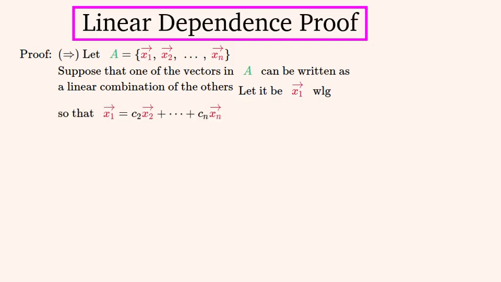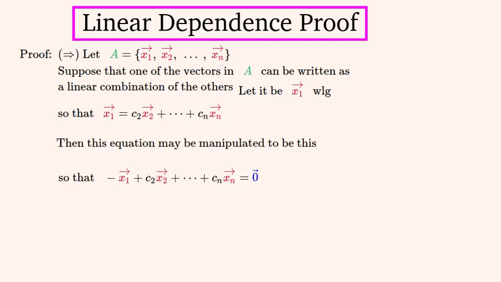And this is what it means for x1 to be written as a linear combination of the other vectors. It's the sum of these vectors, with each vector multiplied by its own corresponding constant. We'll call these constants C2 to Cn. It starts at C2 because the second vector is the first vector used to create this sum.